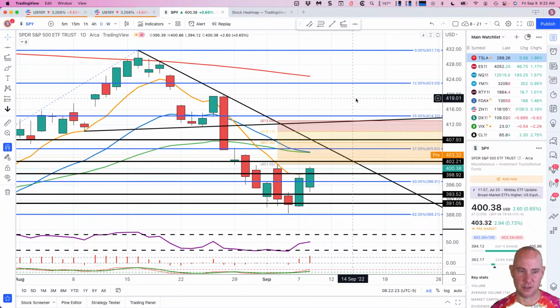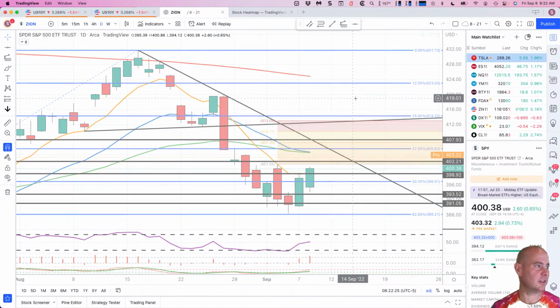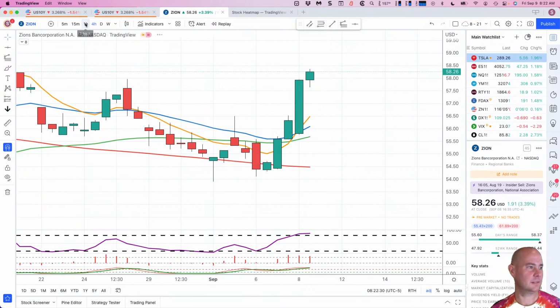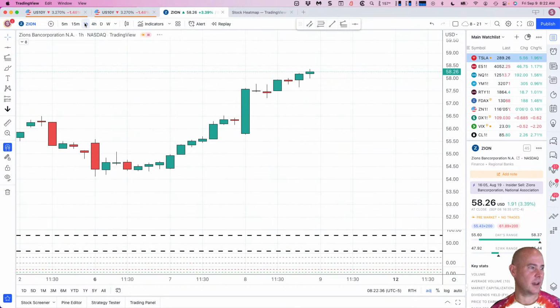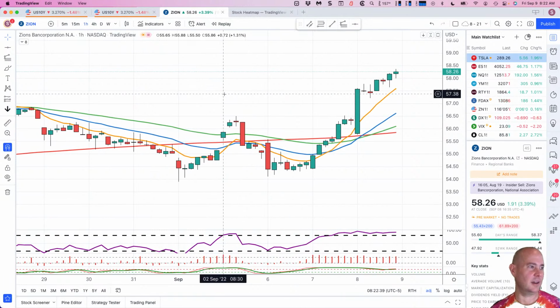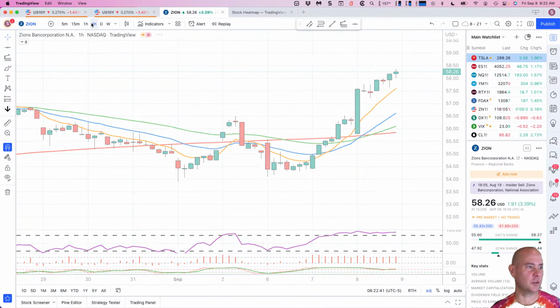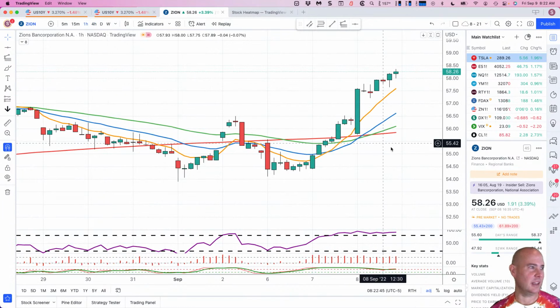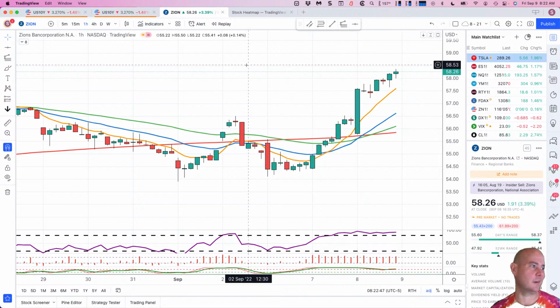Zion, let's take a look. What time frame? Well, it's valid on the 4-hour. It's valid on the daily. And I would not have used it on the 1-hour. So on the 4-hour, if you're going aggressive, this was a hard one to trade. Because even on the 1-hour, it blew through there.